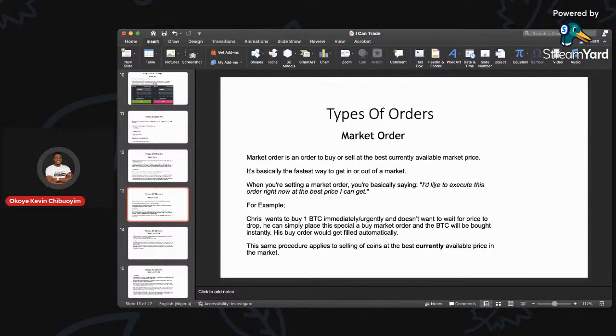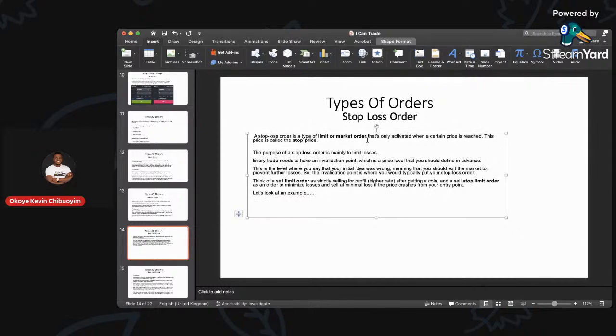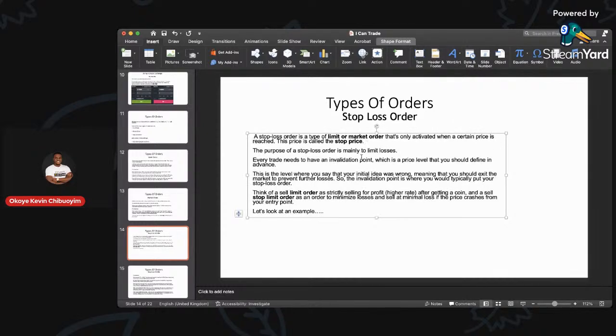Now, the third type of order that we've got, this exchange has two types of it. So this top type of order is split into two, and this is what we call stop loss order. And it's a very, very interesting one. Let me make this slide bigger so you can actually see. Okay, I think this can do.